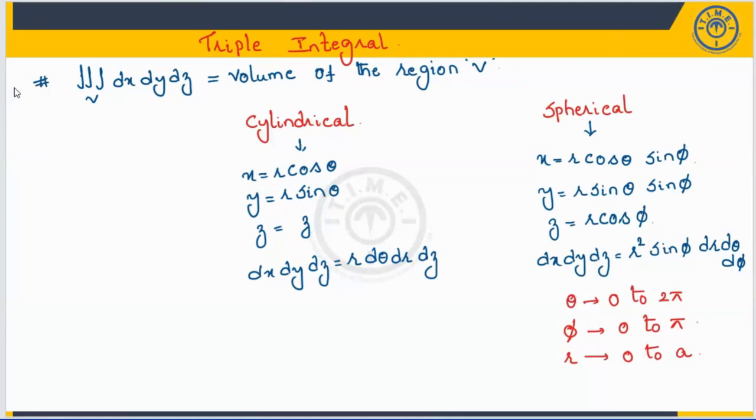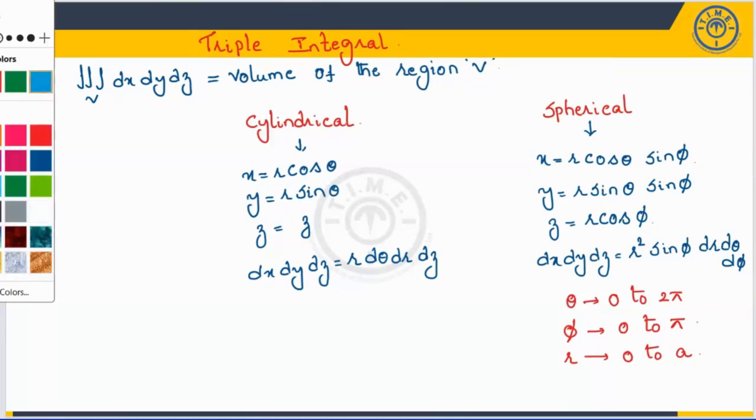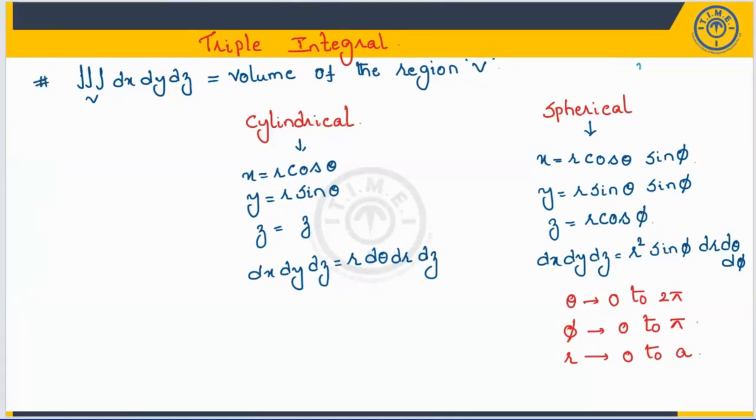They'll be taking it in a different way, like x is equal to rho cos phi sin theta. They'll change the angles. y is equal to rho sin phi sin theta, and z is equal to rho cos phi. They might write it in this way. That means they'll shuffle the angles.